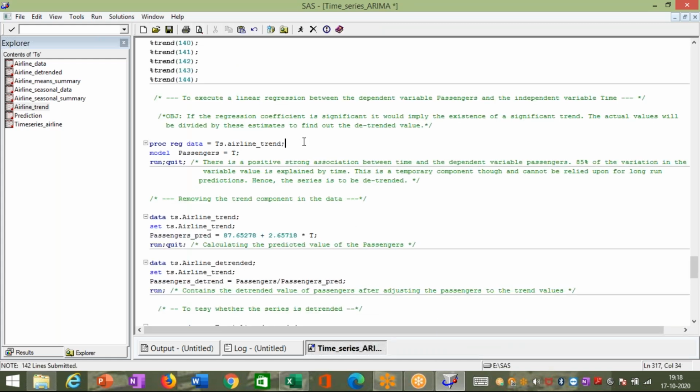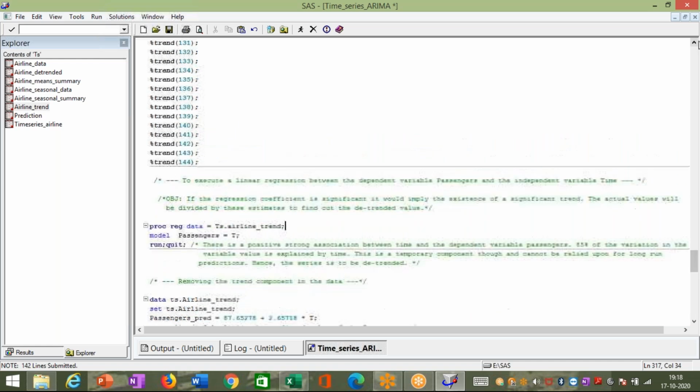So now what we'll do is run a linear regression. Why are we running a linear regression? Because we want to find out what exactly is the level of causality between the passengers and the time point, how they are related to each other. So we are developing a very simple linear regression between passengers and time, because we have already seen that there exists a linear relationship between this time series, the passengers, and the time.